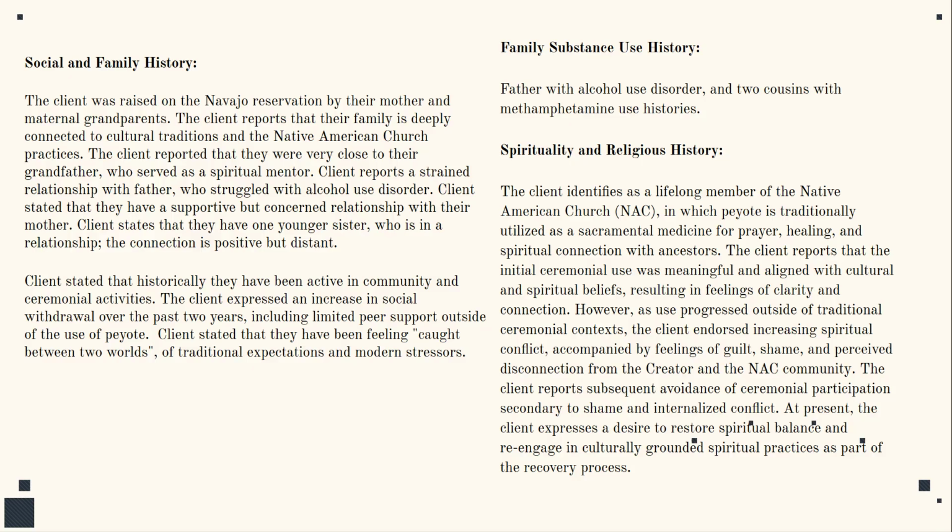Client was raised on the Navajo reservation by their mother and maternal grandparents. Client reported they were very close to their grandfather, strained relationship with their father. Just some key points. I don't want to read everything because it'll get very long because we got a lot to cover.